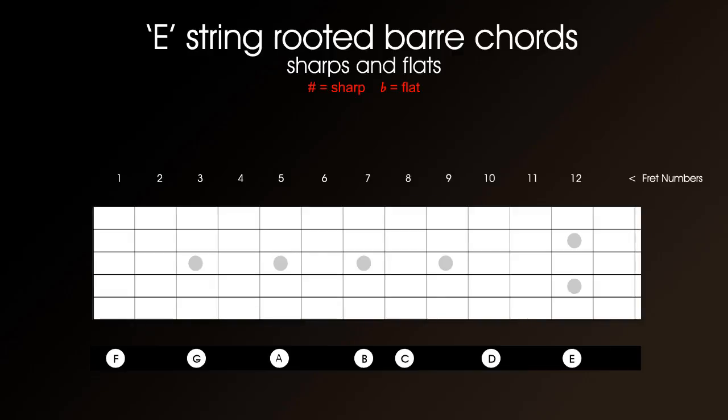Conversely, a flat is down a fret. So for example, B flat would be B, which is in the 7th fret, taken down by 1 fret to the 6th fret.